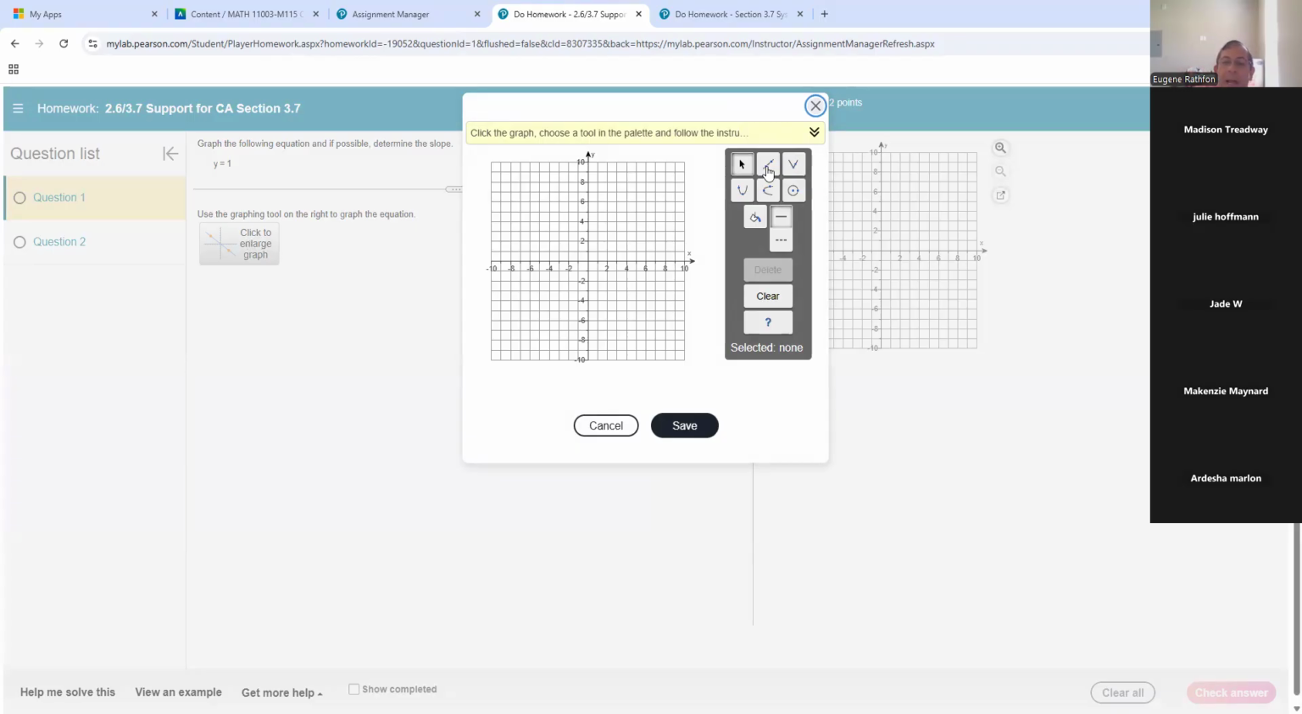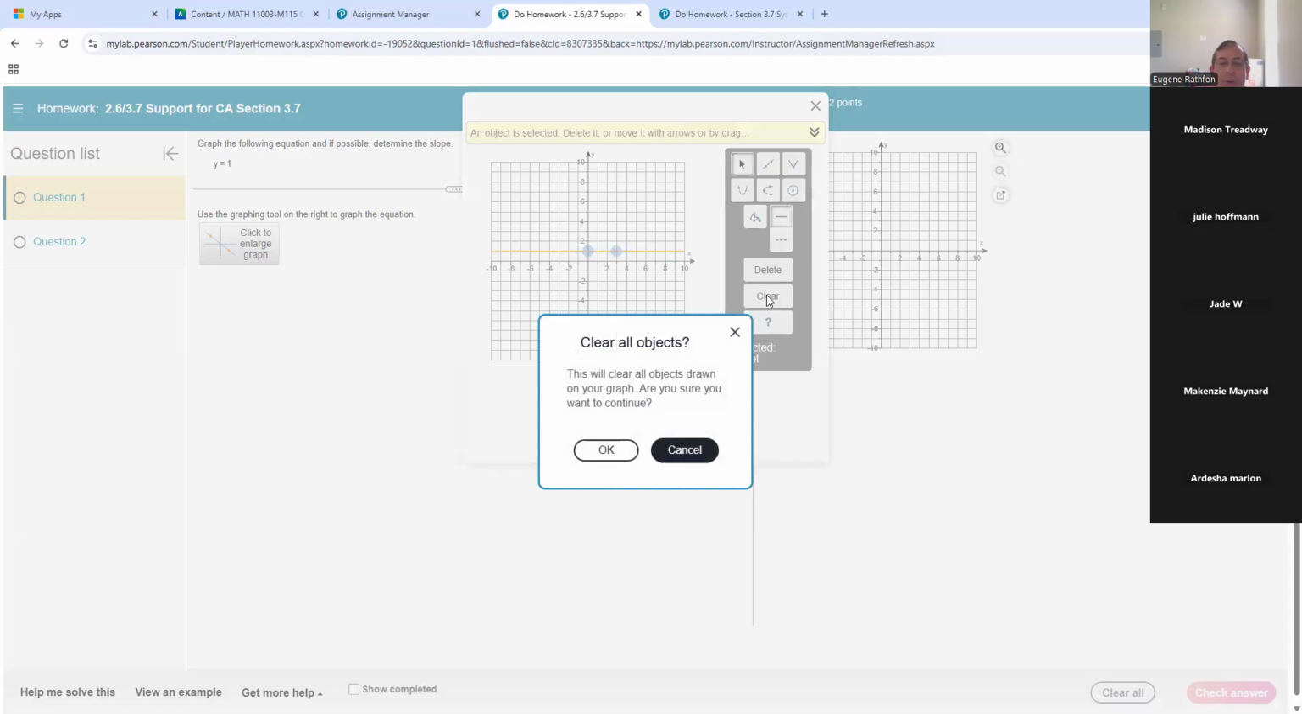So you grab the line tool. Now remember, when it's equals, equals is always a solid line, okay? So remember, since y equals 1, it's going to cross the y-axis at 1 here, and then it's going to be a horizontal line. No matter what point you pick, the y value has to be 1 on that, okay? So let me clear that and show y'all again.